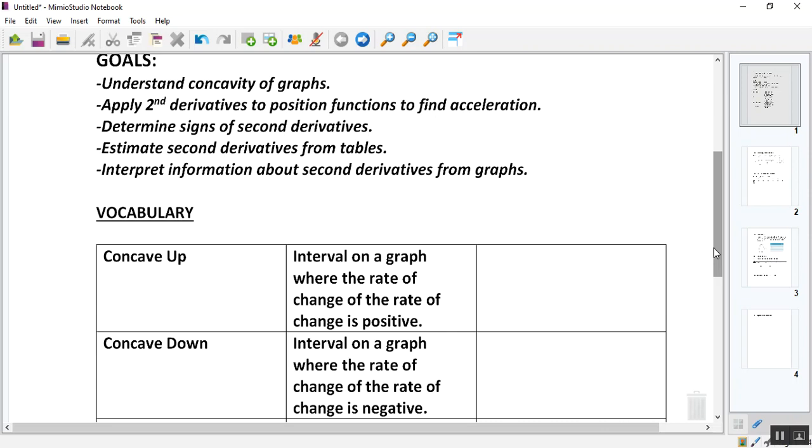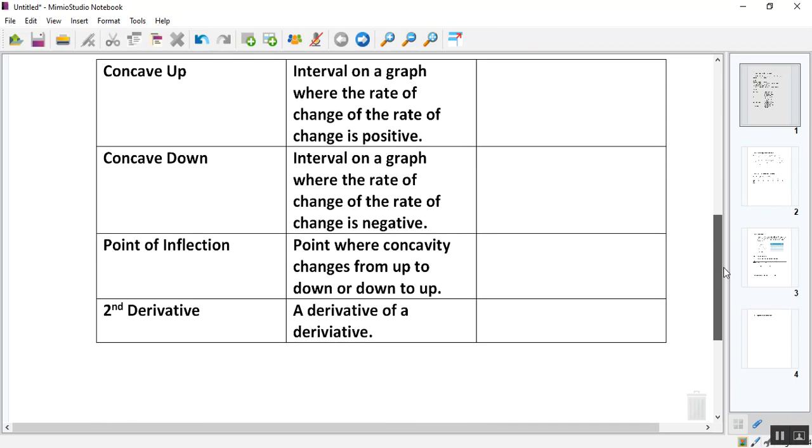So let's get some vocab behind us here. First one is concave up. I have a volunteer that would read concave up. Interval on graph where the rate of change of the rate of change is positive. Whoa. Rate of change of the rate of change is positive. Okay. We have spent a lot of time looking at slopes. But we haven't talked much about how that slope is changing over time. So concave up kind of means this, kids. First of all, just pick a point like this and make a graph like this.